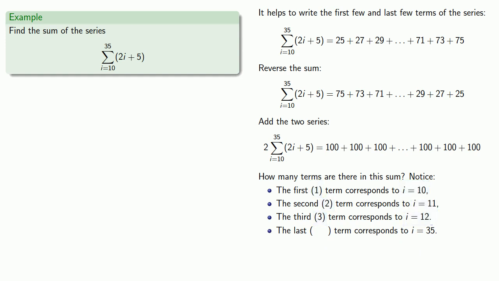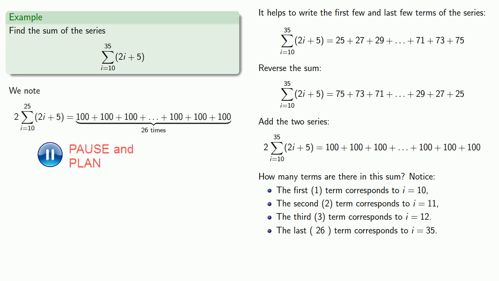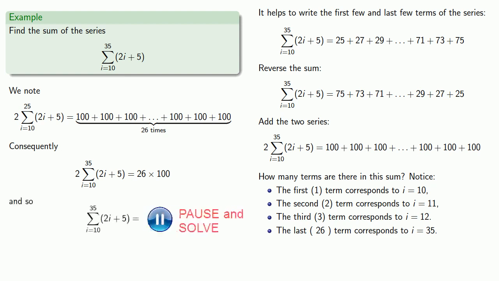And after staring at this for a while, it seems that the term number is 9 less than the value of i. And so this last term must be the 26th term. And so what we have is 100 added together 26 times. And so twice our series sum is 26 times 100. And so our series sum itself will be half this amount.